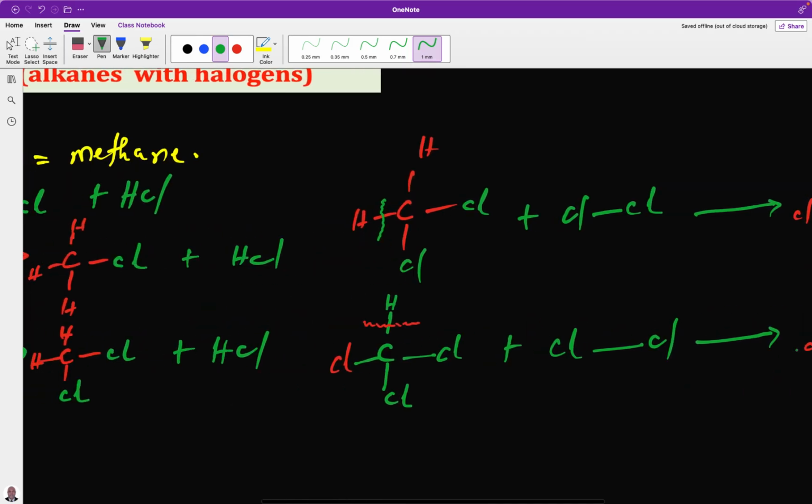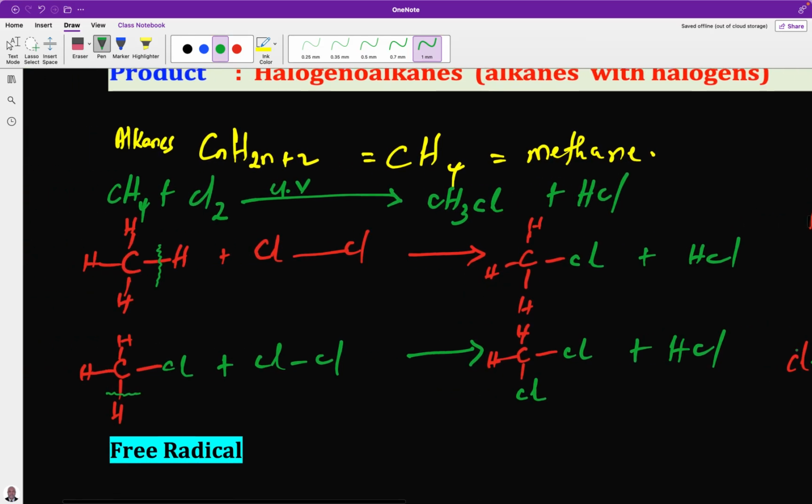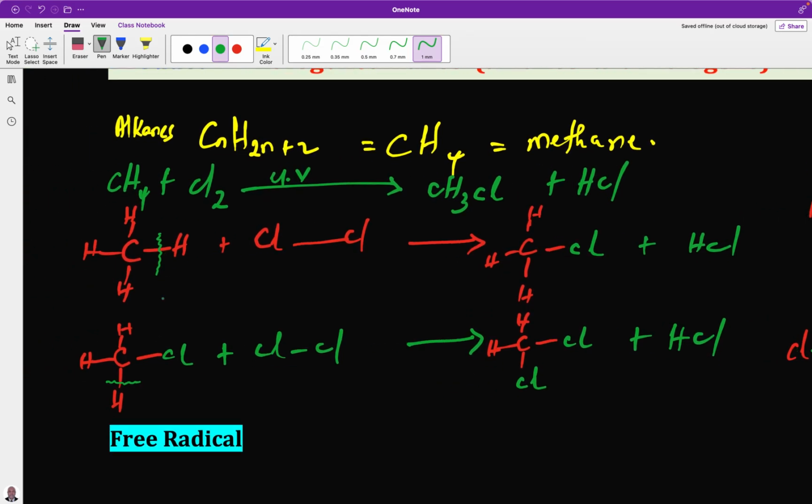So now, go back again. As I said, look at this bond here. Each of the hydrogen atoms is substituted one at a time in the methane molecule. Energy is required to break this bond. So there is a breakage of this bond here, and a CH bond is also broken.